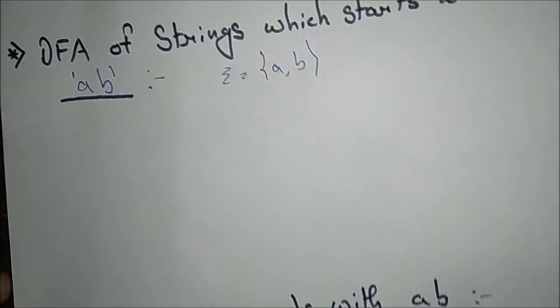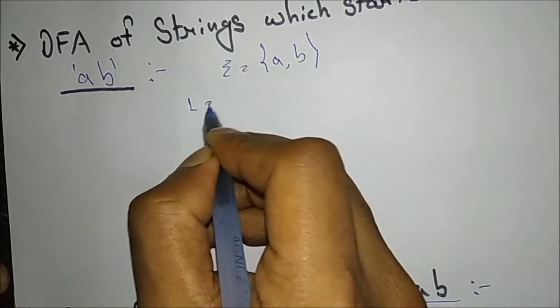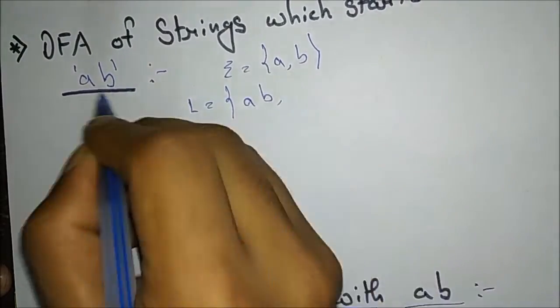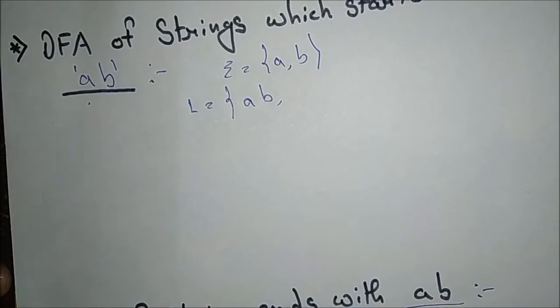Now to find the language first. The language will be: the string is starting with AB, so the minimum string will be AB.